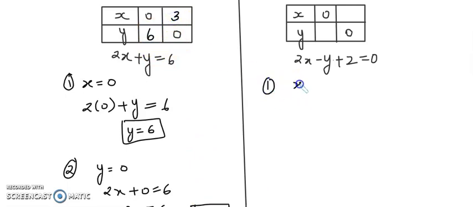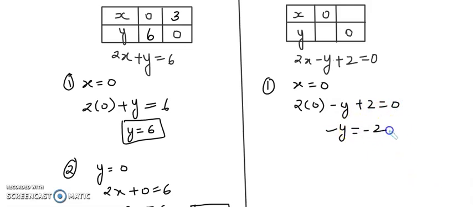Next, again x equals 0. So 2 times 0 minus y plus 2 is equal to 0. So minus y is equal to minus 2. So y is equal to 2. Right?